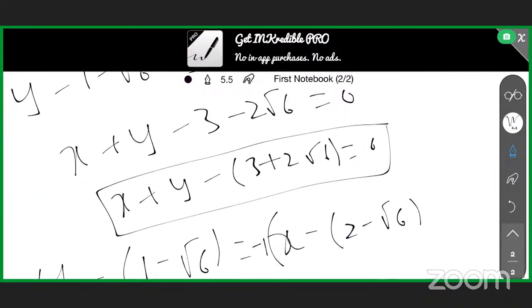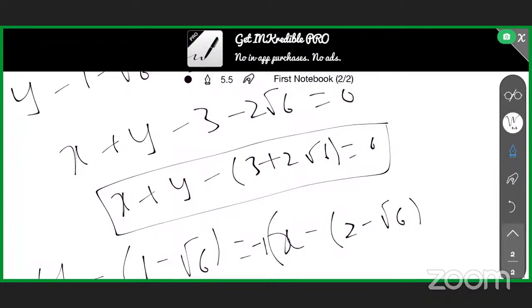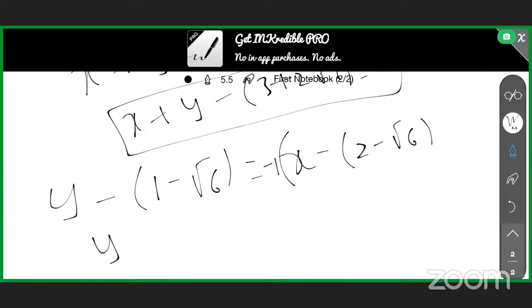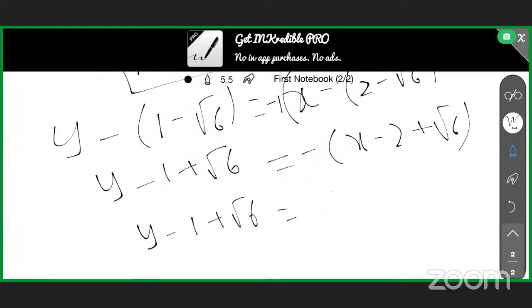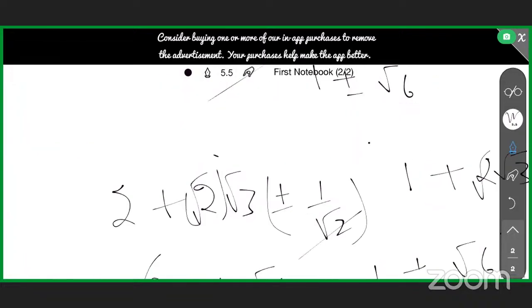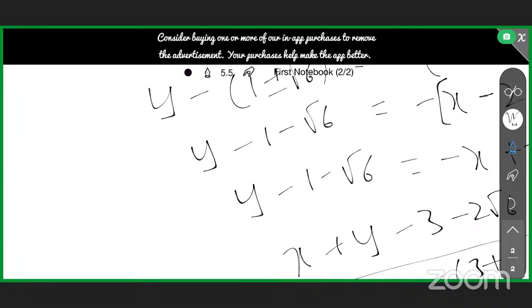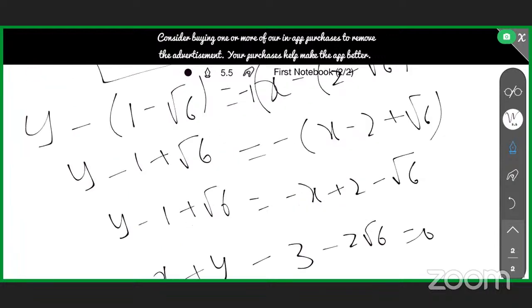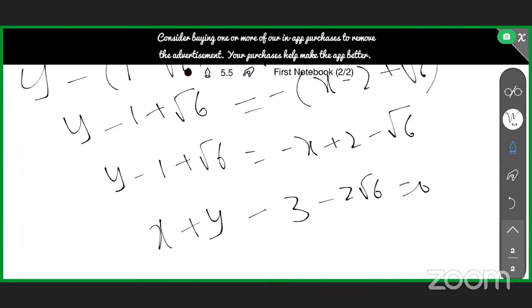Minus 6 plus 2 minus root 6. Sorry, this is plus root 6. Therefore, x plus y minus (3 minus 2 root 6) is equal to 0. So, return to our answer. Do you understand this problem?